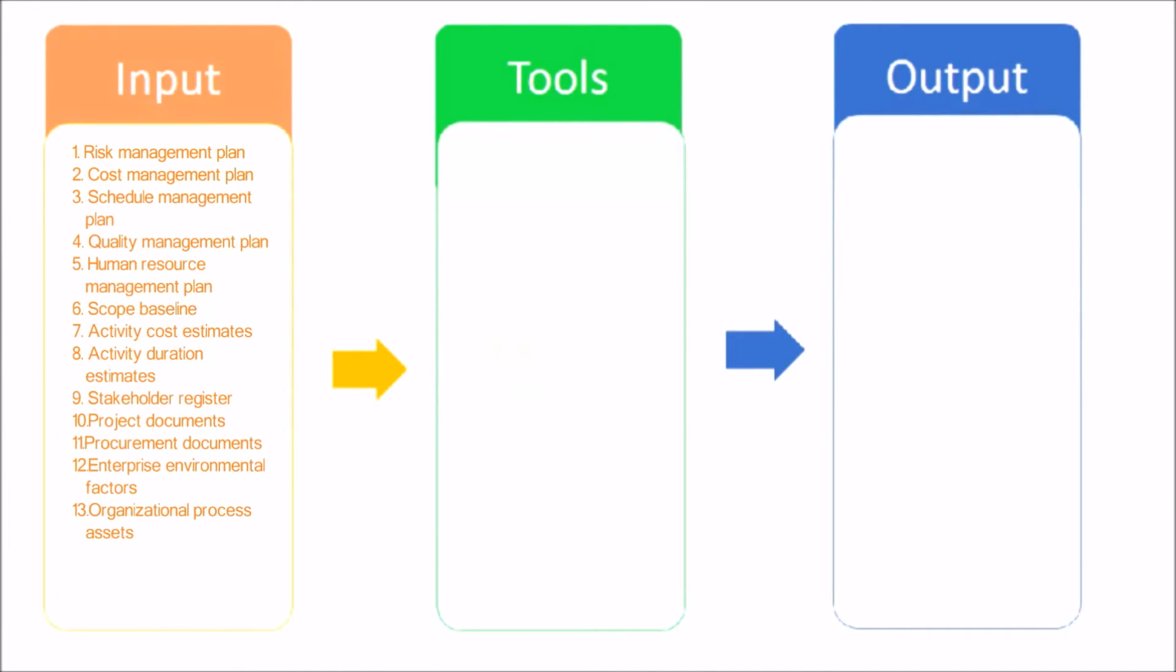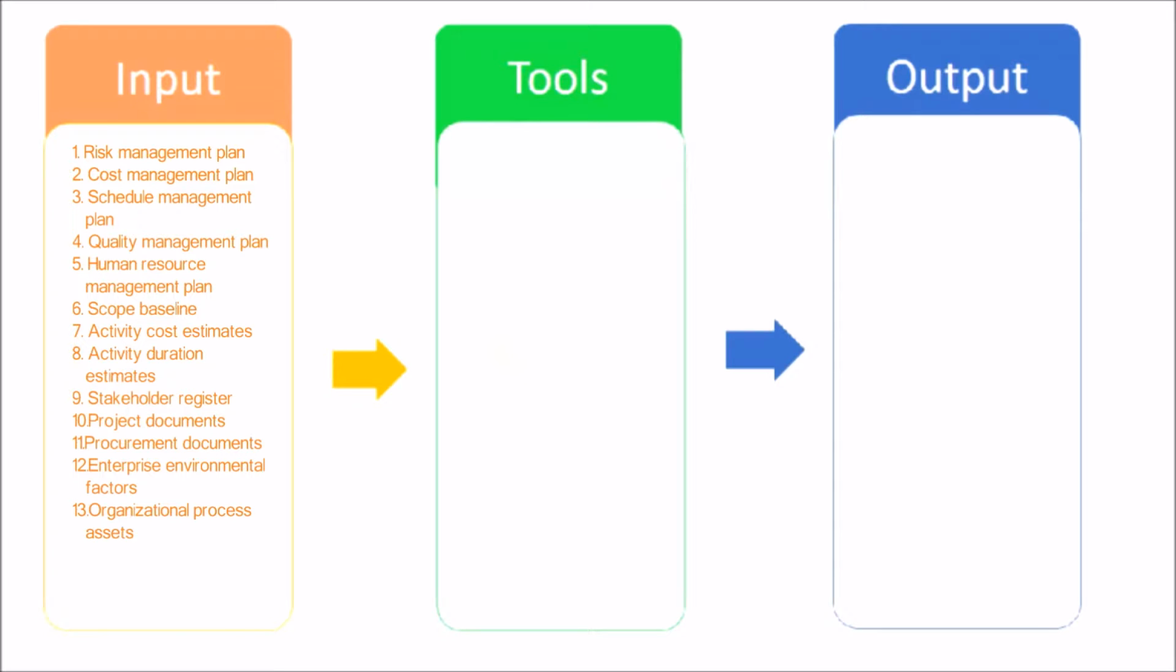Here are the inputs. Risk Management Plan. Key elements of the risk management plan that contribute to the Identify Risks process are the assignments of roles and responsibilities, provision for risk management activities and the budget and schedule, and categories of risk. Cost Management Plan. The Cost Management Plan provides processes and controls that can be used to help identify risks across the project. Schedule Management Plan.